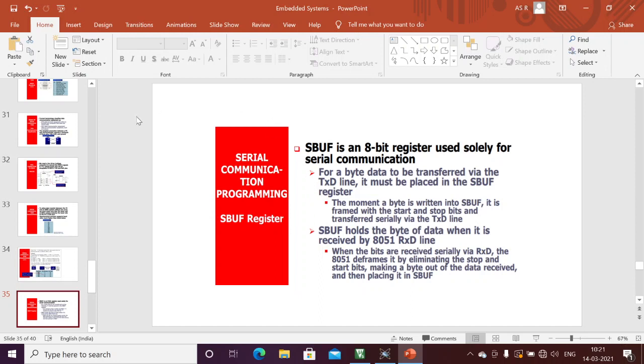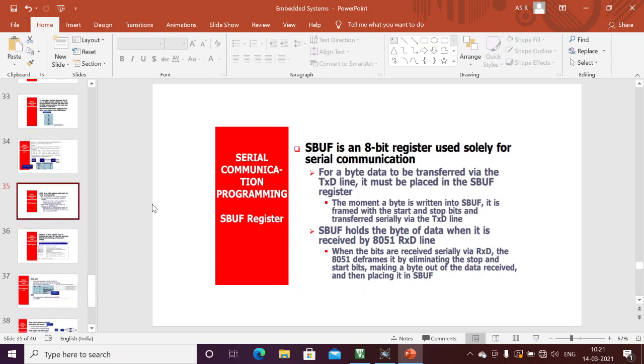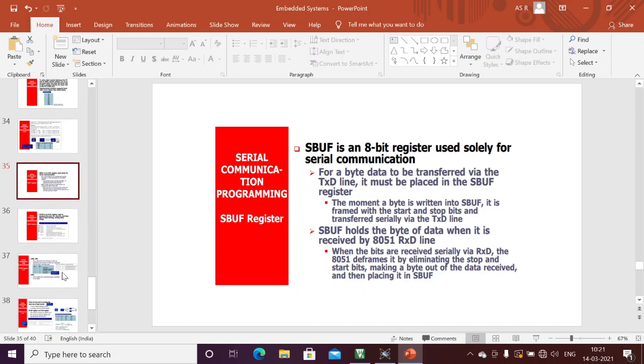Okay, here we'll discuss the SBUF register. Right now we'll be mainly discussing the registers of the serial communication. What are all the important registers? This is the SBUF, serial buffer. It is an 8-bit register. For example, if I want to transmit data from the microcontroller to an external device, we should always place the data onto the SBUF. Then SBUF will take care of the transmission from the microcontroller to the external device. Similarly, if I want to receive data from external devices, we should receive it through this SBUF register.